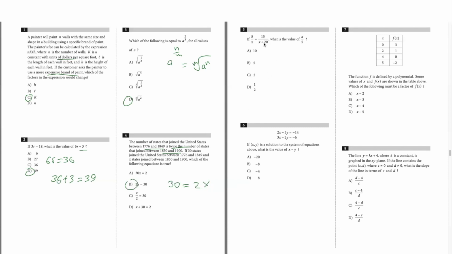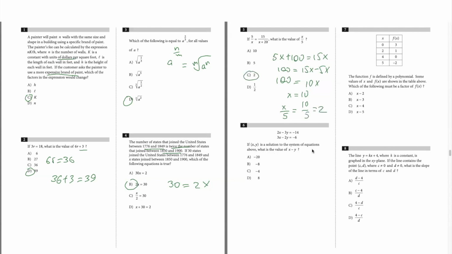For the fifth question, what is the value of X over 5? Just need to cross multiply. 5X plus 100 is equal to 15X. Take X to the left side. 100 is equal to 15X minus 5X. So 10X is equal to 100. X is 10. The question is X over 5. X over 5 is like 10 over 5. That is 2.